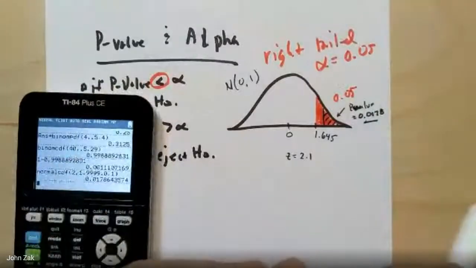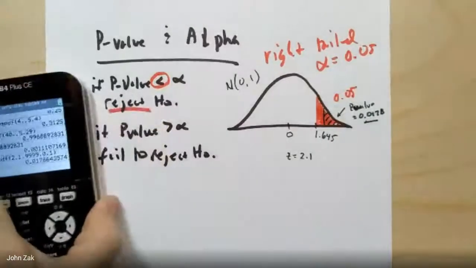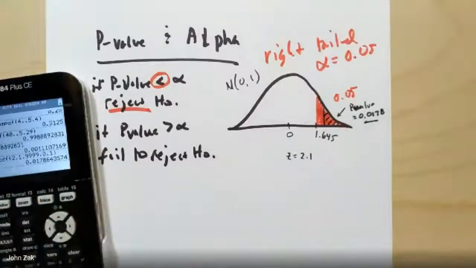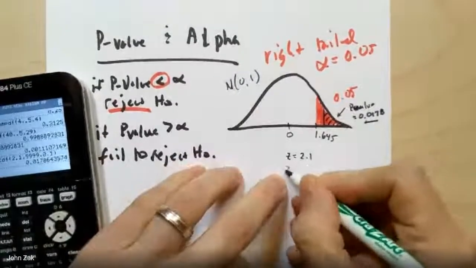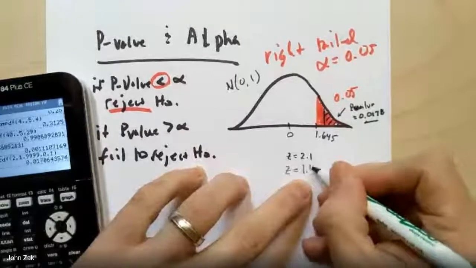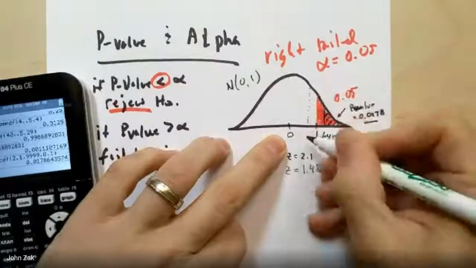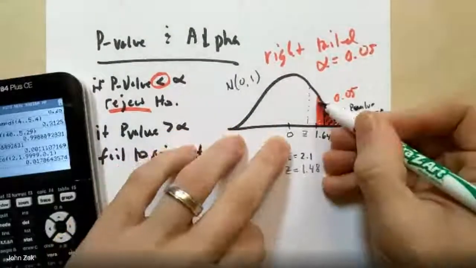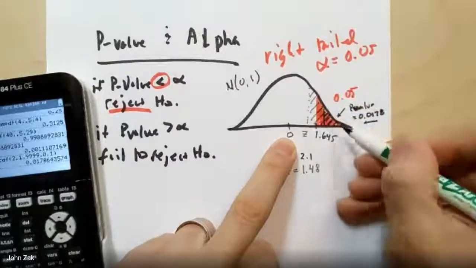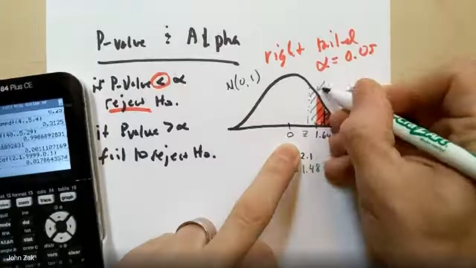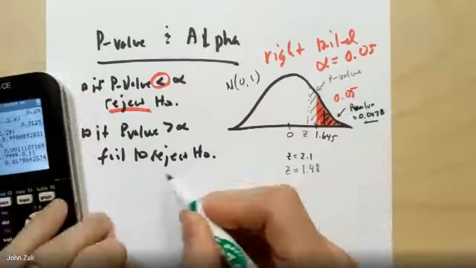However, let's say in this right-tailed test we had a test statistic of z equals 1.48. Then 1.48 would be right there. So this is our new test statistic z. If I do a right-tailed test, I would shade everything to the right, and you can see visually that this p-value is going to be bigger than 5%. And so I'm going to fail to reject.